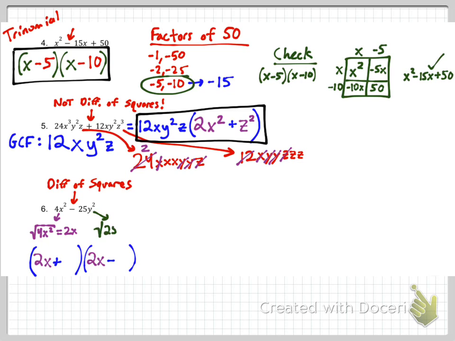And then 25y squared, the square root of that is 5y. So I'm going to put both of those in the back. And that is my answer.